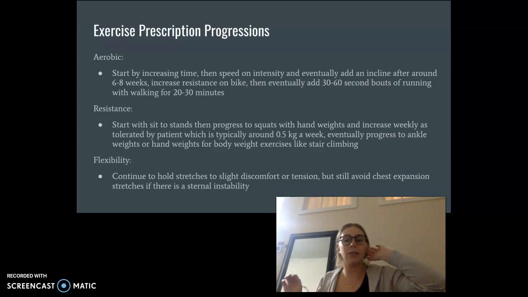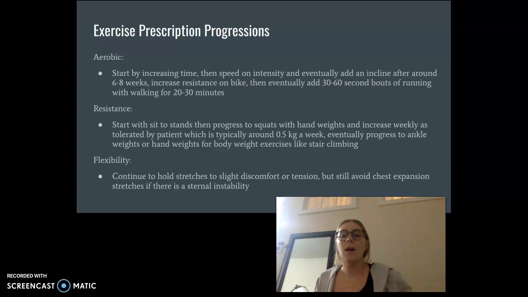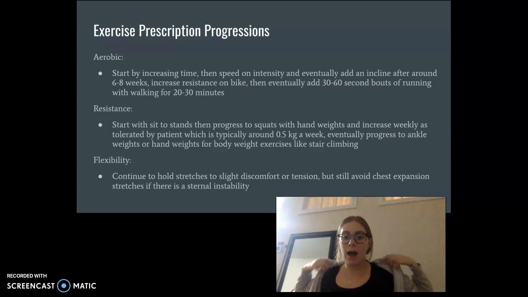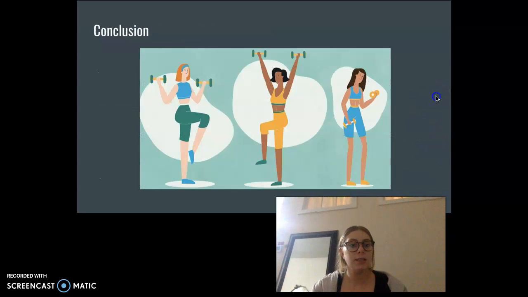And then lastly, for flexibility, that basically stays the same. I think you just progress by continuing to hold the stretch to slight discomfort or tension. But I would still avoid having him do chest expansion exercises just because there is a high risk for sternal instability. Okay, so that's all for the progressions.